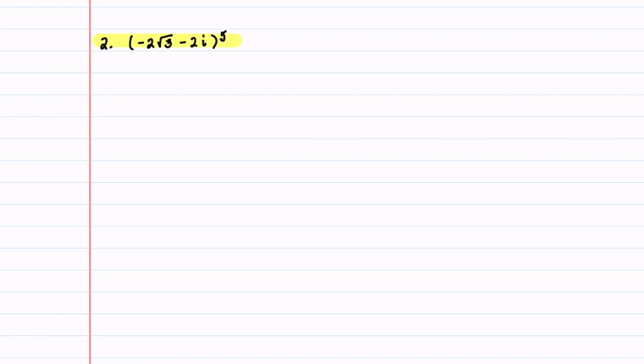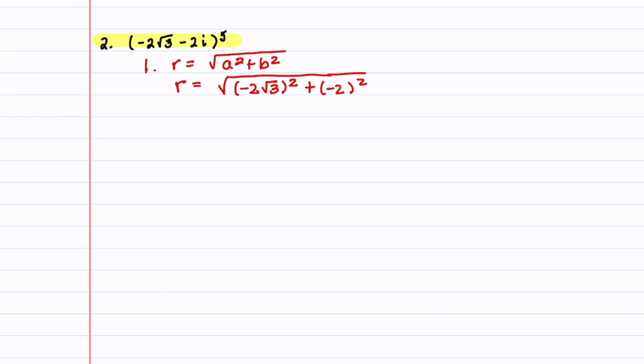Let's now look at our second example. Our first step is to find r. r is our square root of a squared plus b squared. r is equal to the square root of minus 2 root 3 quantity squared plus minus 2 squared. This is equal to the square root of 4 times 3, which is 12, plus 4. So this is equal to square root of 16, or 4.